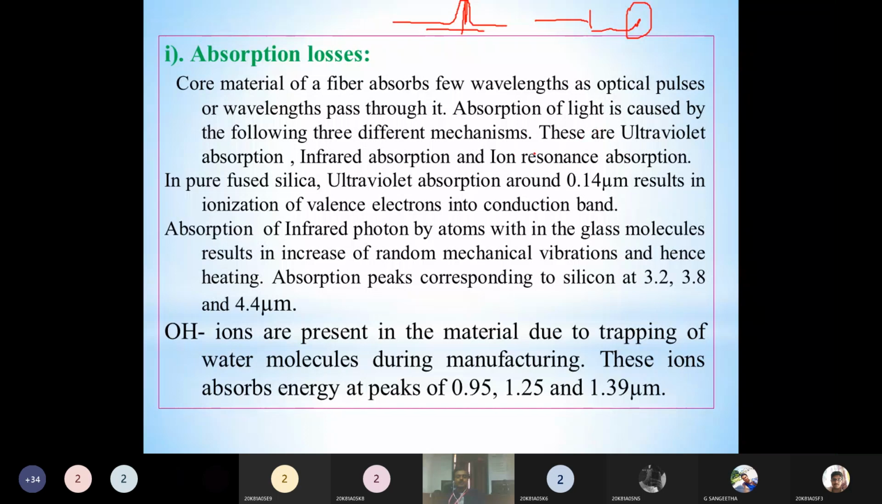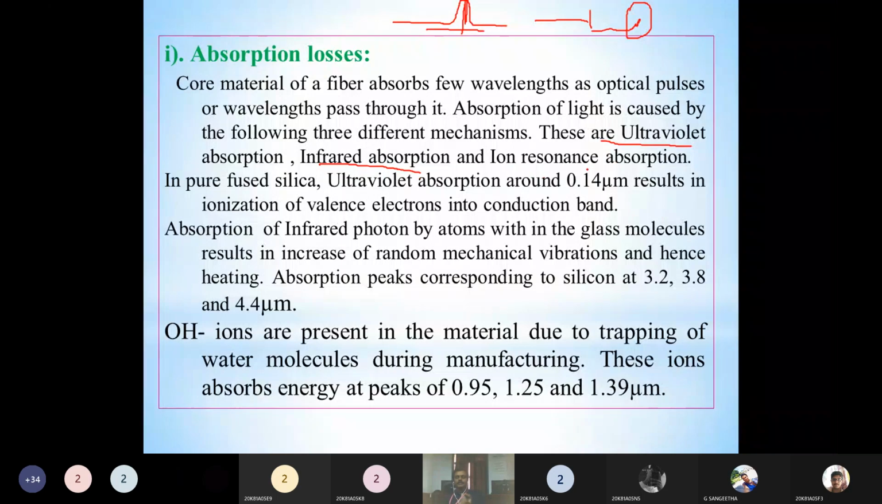So these are ultraviolet absorption, infrared absorption, and ion resonance absorption. Different materials have different vibrations and rotations. If the vibration range coincides with the ultraviolet frequency, it absorbs the ultraviolet. If the rotational energy coincides with the infrared, it absorbs the infrared radiation.